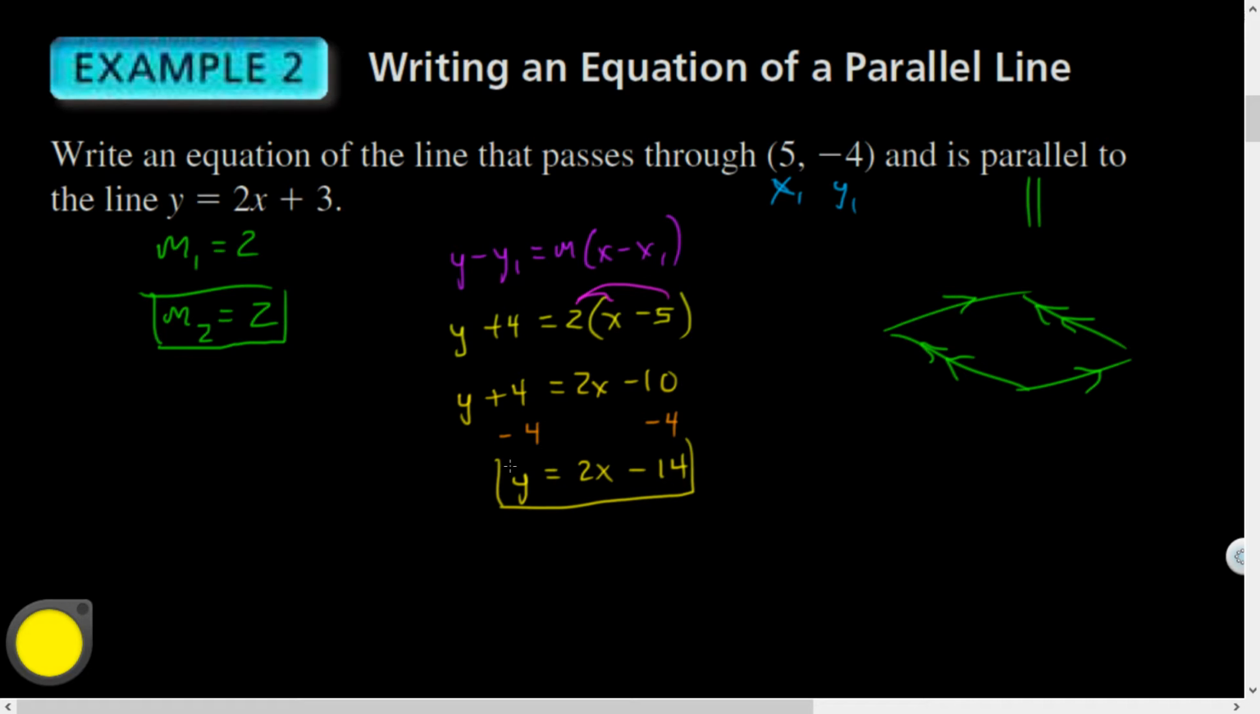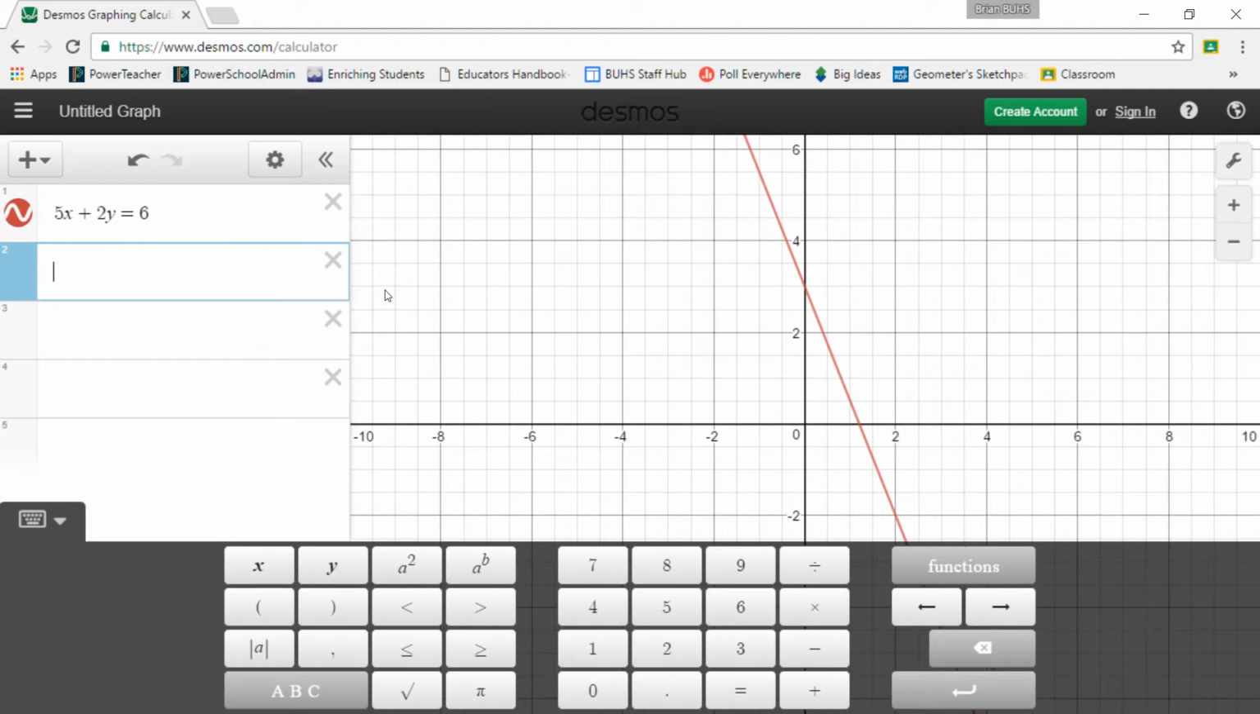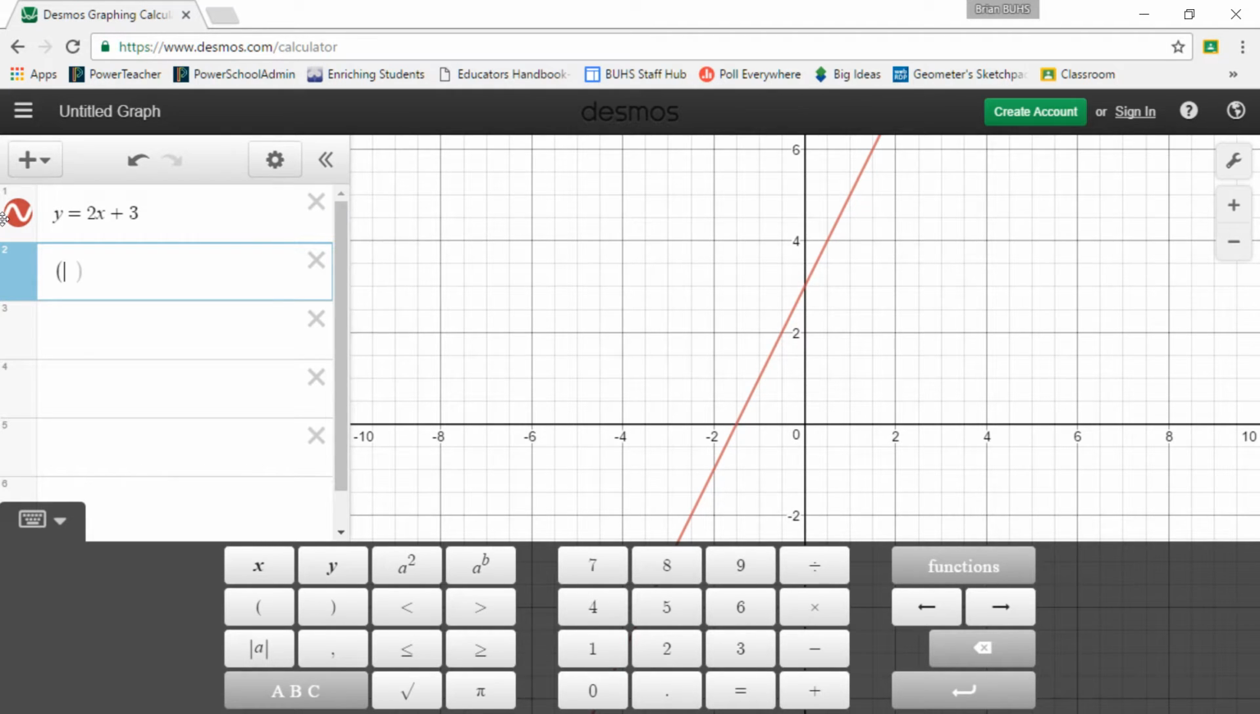So guys, we found our culprit. To show that it works, let me pull this up here. I'll delete these guys. So y equals 2x plus 3. That was the good twin. I also knew that it passed through which point? 5, negative 4.